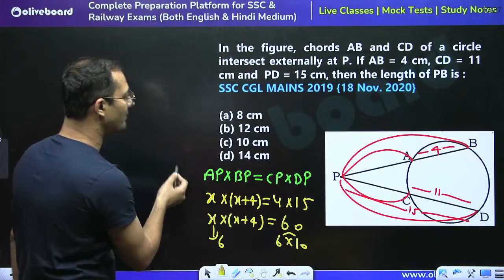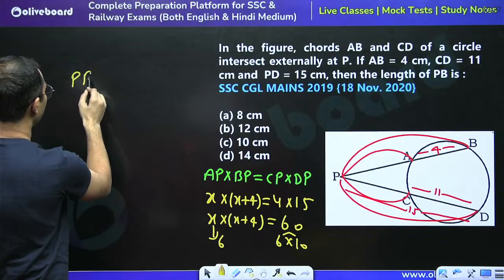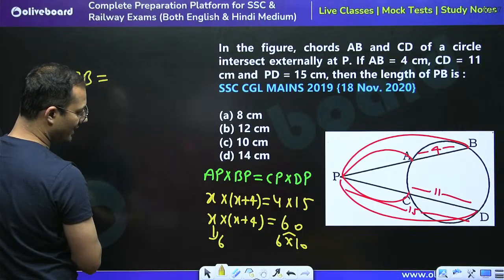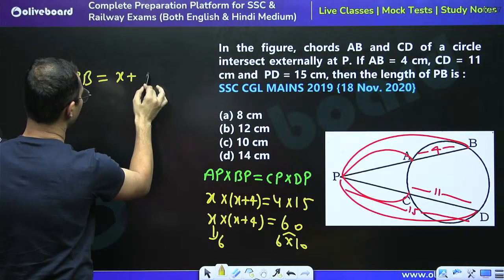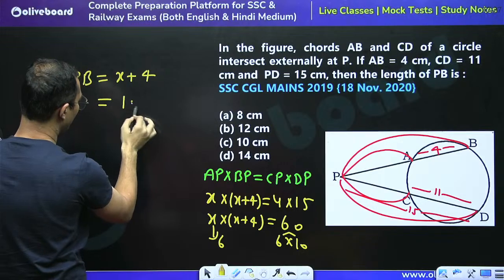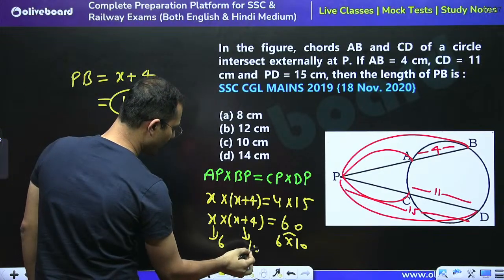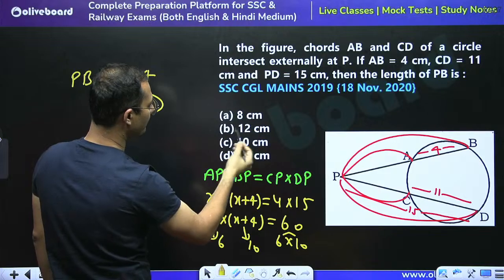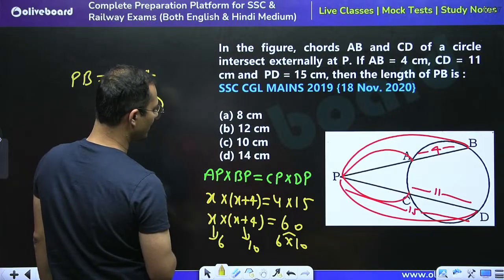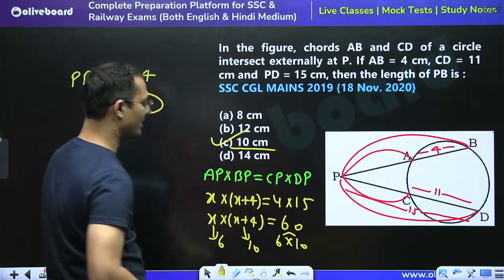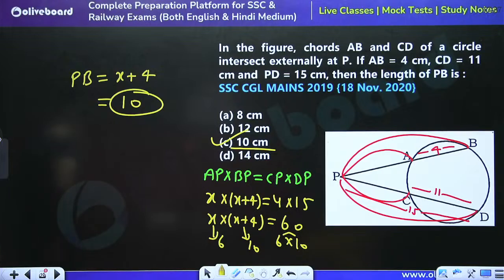Then the length of PB is X plus 4, which is going to be 10. Clear? So the length of PB is equal to 10. So option C is the right answer.